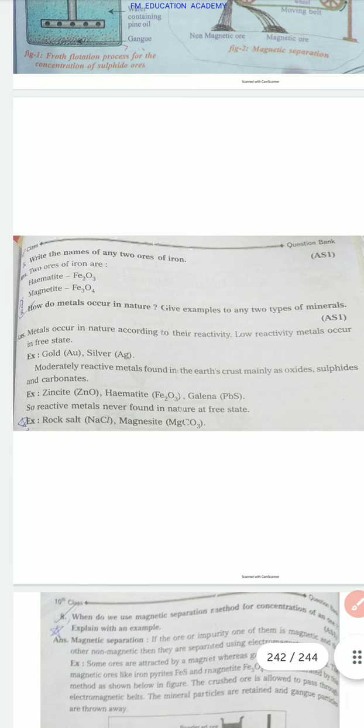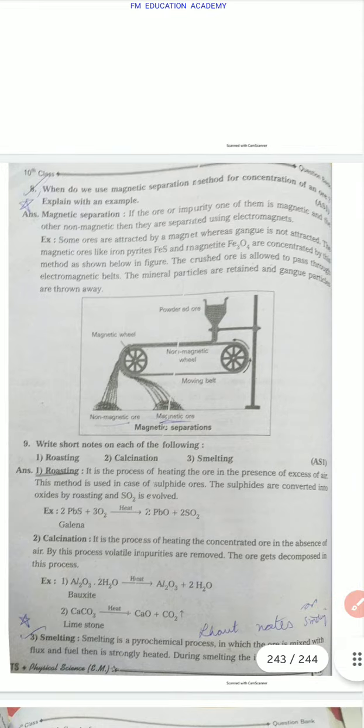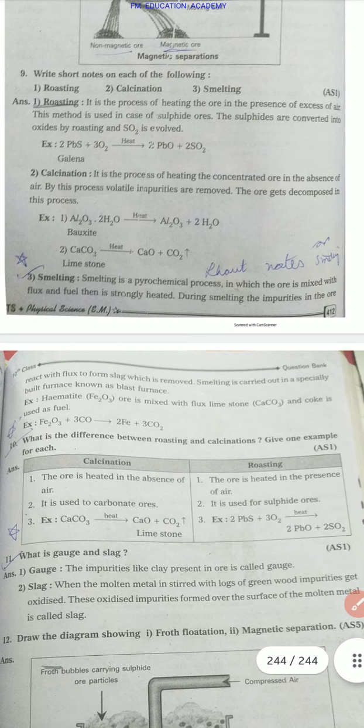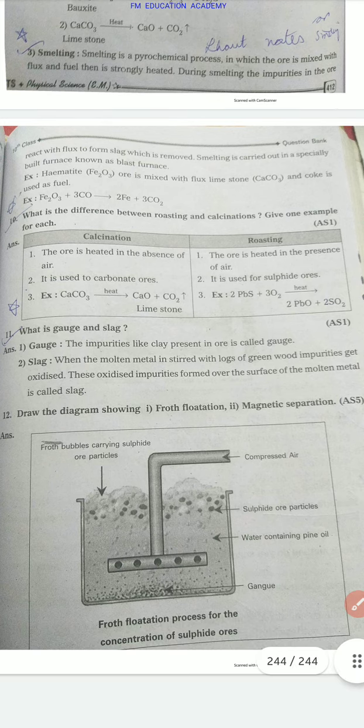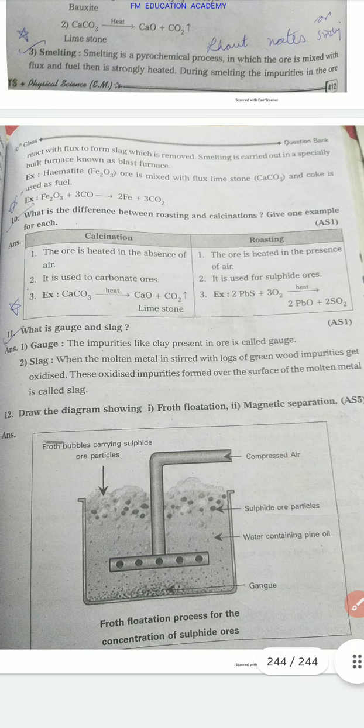Next we have this: how do metals occur in nature? Give examples for any two types of minerals. Names of any two ores of iron. Okay. Magnetic separation method also, you once go through. Roasting, calcination, smelting. All three are important along with examples. Learn it perfectly. Difference between roasting and calcination. What is gangue and slag? That is important. What is flux is important. Then froth flotation. Okay.